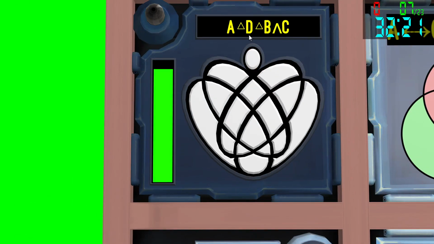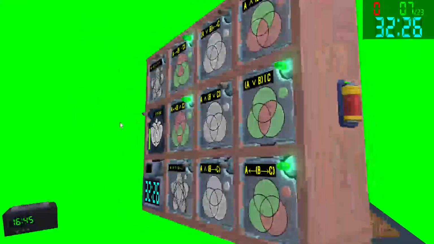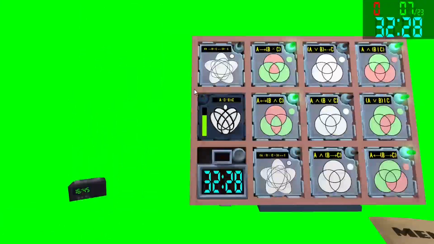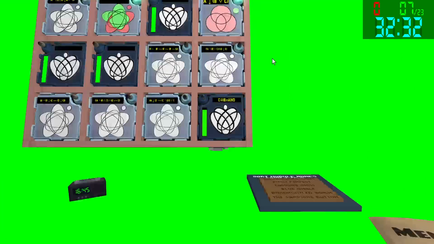Okay, this has XORs, so I'm gonna skip this. I immediately back out because there's XORs. I don't want to do that. Let's check this one. This has an XNOR. I don't want to do that.